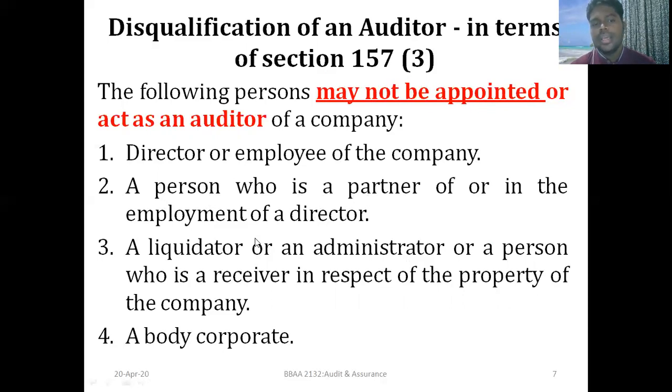Now, in the employment of a director: sometimes a person may have some relationship with the director of the company due to some project work. That person also cannot function as auditor because they have some relation or connection with the company. It would not be fair. So those people cannot function as auditor to the same company, but they can function as auditor to another company.